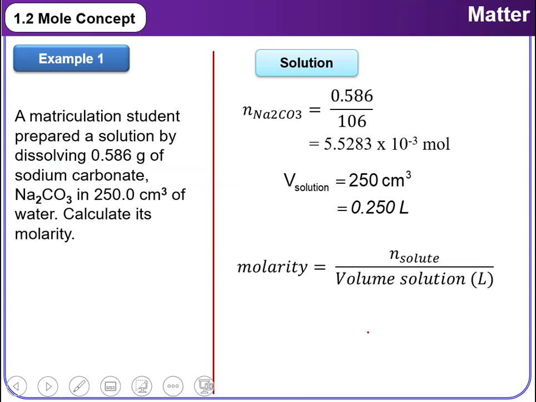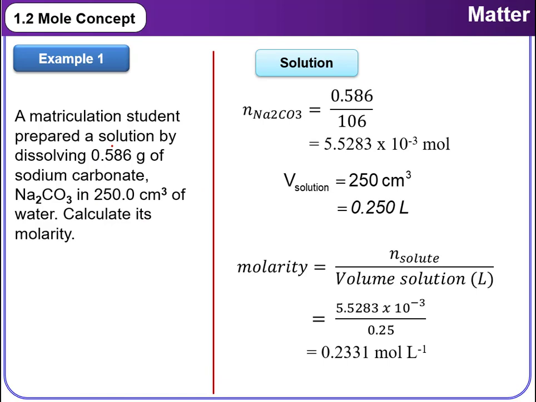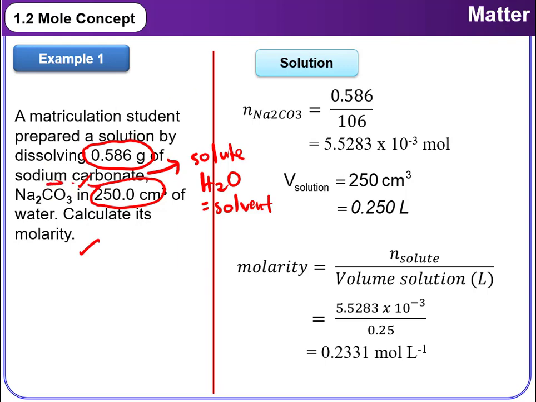Okay, let's have this first example. A matriculation student prepared a solution by dissolving this mass of sodium carbonate in 250 ml of water, and you have to calculate its molarity, since we have to consider the mole of solute. So what do we have in this system? We have sodium carbonate, which is the solute. The solvent is water. What is the solution? The solution is the sodium carbonate solution.